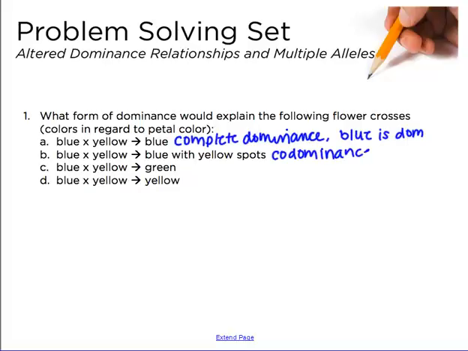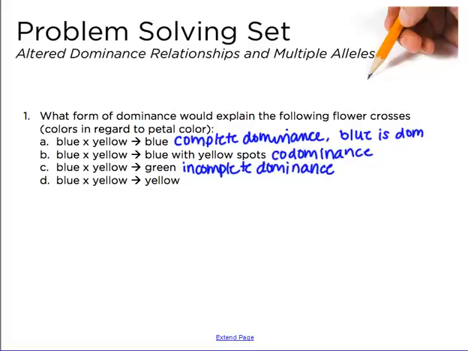And that's the same as AB blood groups. If you're AB, you have both sugars on your red blood cells. For C, blue times yellow, and all the offspring are green. Now this is a characteristic of incomplete dominance. And that's because the offspring phenotype is a mix somewhere in between the two parental phenotypes.